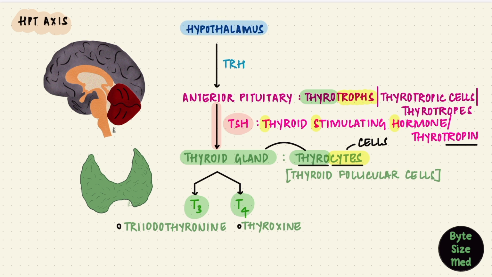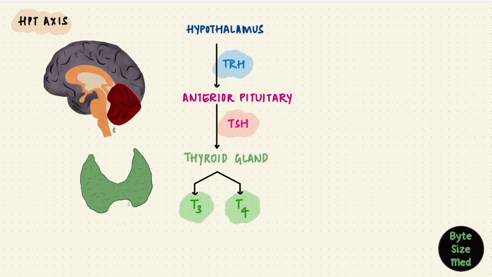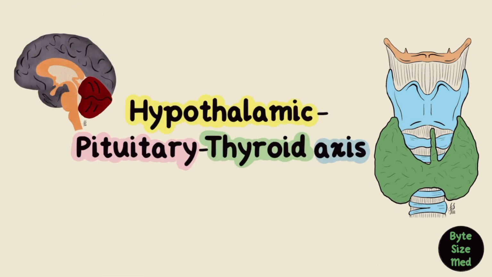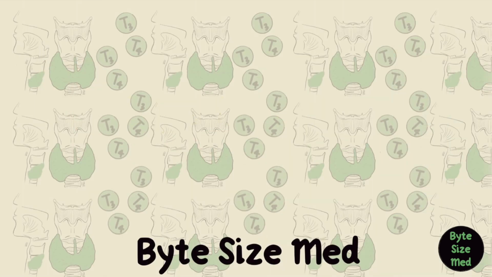The hypothalamus is the one that tells the anterior pituitary to release the hormone. So it's a thyrotropin, not thyroid, thyrotropin releasing hormone, TRH. I hope that was a little helpful with the terms. But all that was about the relationship between the hypothalamus, the pituitary, and the thyroid gland, the hypothalamic pituitary thyroid axis.